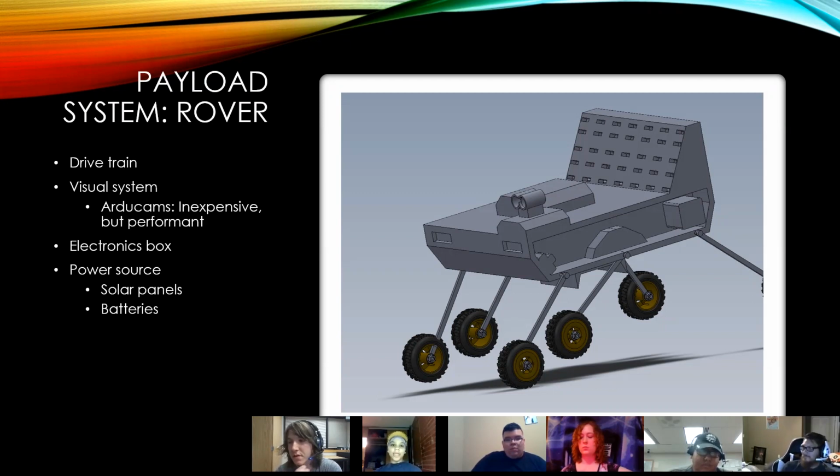He came up with the criteria of the rover and how it should look. And so pretty much I did the drafting in SolidWorks. The rover has a drivetrain, a camera, an electric box, and in the back where the holes are is a solar panel. It has batteries, and also has a visual system in there as well. It's inexpensive, and I drove it, so it's moving in motion.